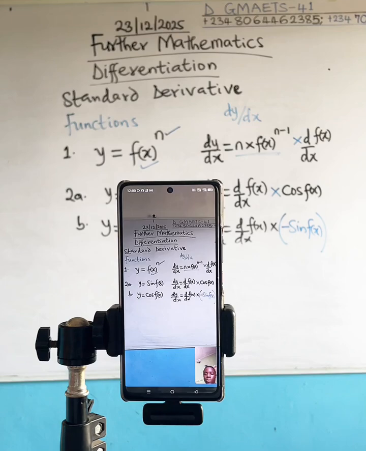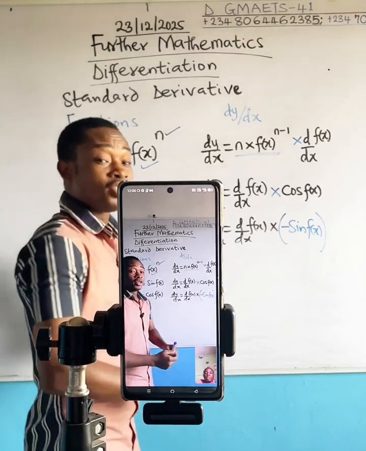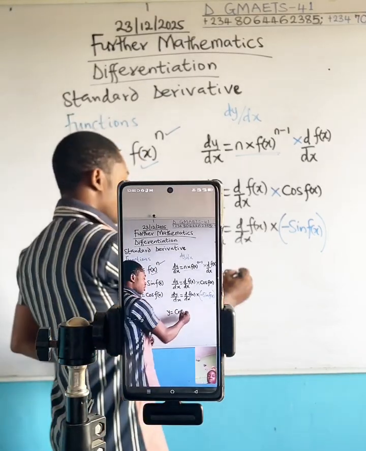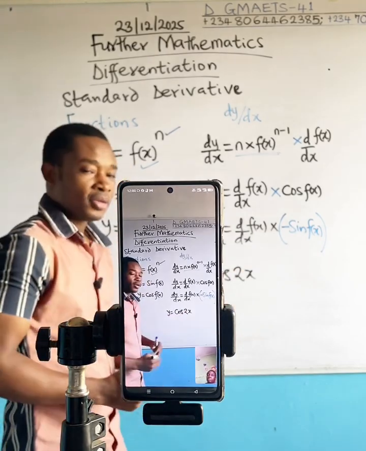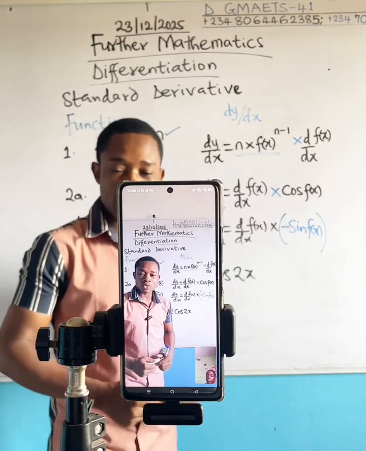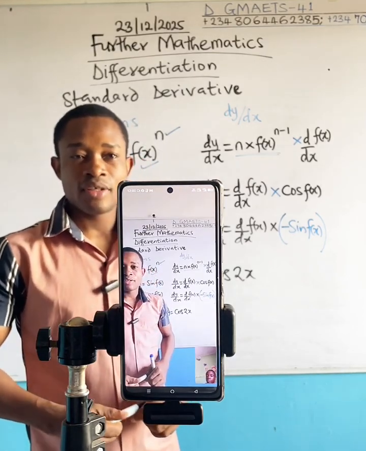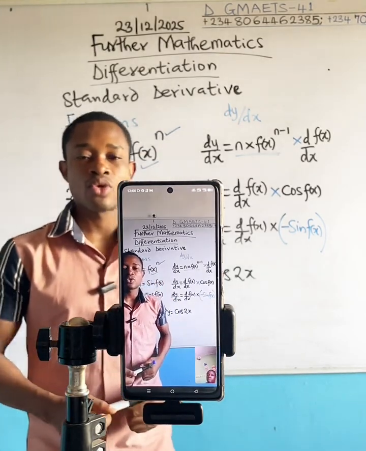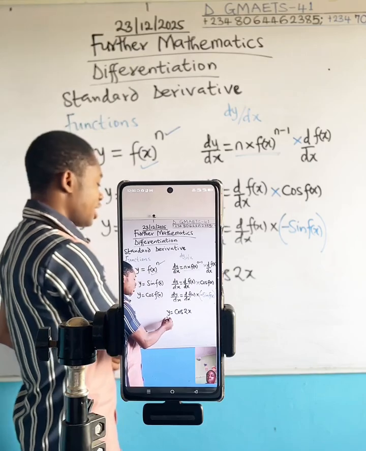Now, I would like to try you on something, with the example of that of sine. I want to try you on something, so you tell me: y equal to cos 2x. I want you to find dy dx.